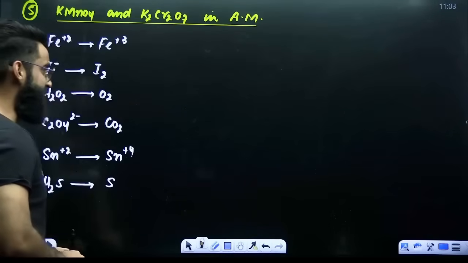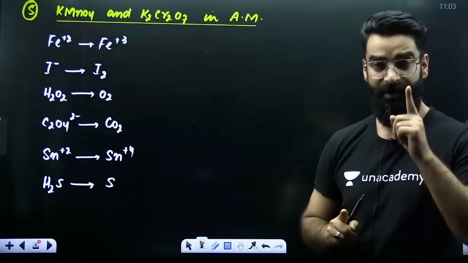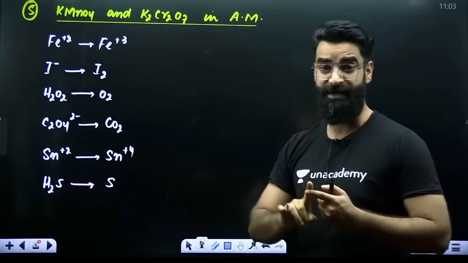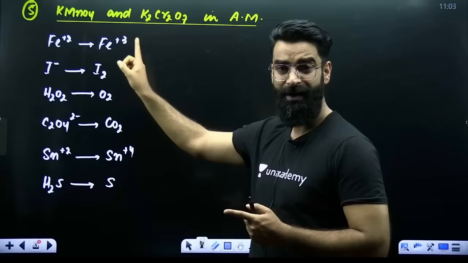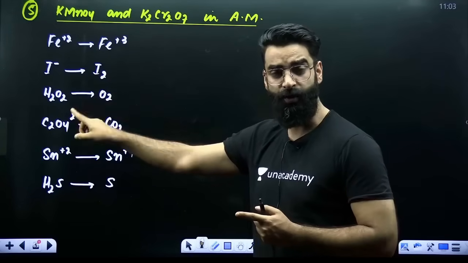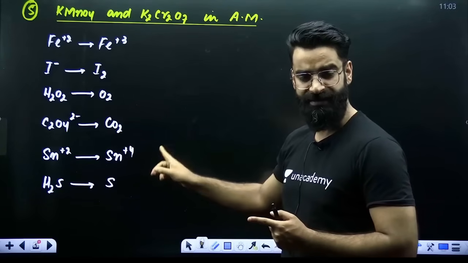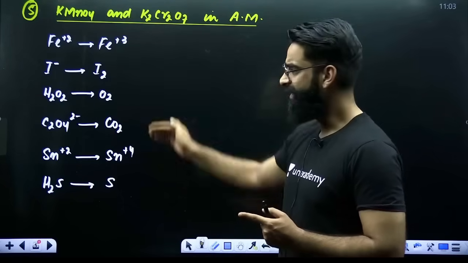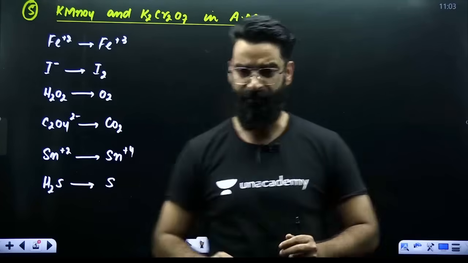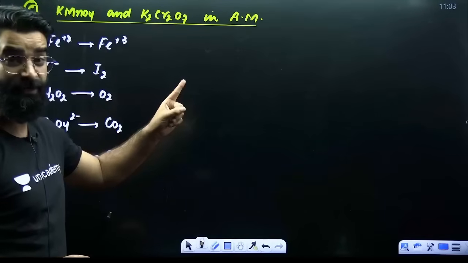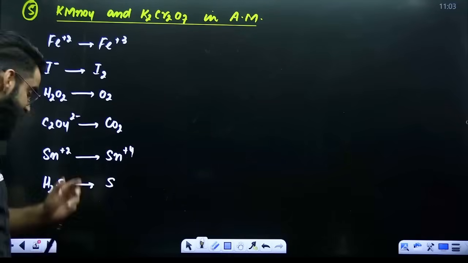My dear students, there are some very, very important reactions of KMnO4 and K2Cr2O7 in acidic medium. Remember, KMnO4 as well as K2Cr2O7 in acidic medium converts Fe2+ into Fe3+, I- into I2, H2O2 into O2, oxalate ion into carbon dioxide, Sn2+ into Sn4+, and H2S into sulfur. Anything can be asked out of this chart. Both KMnO4 as well as K2Cr2O7 in acidic medium do all these things. Remember this, my dear students.